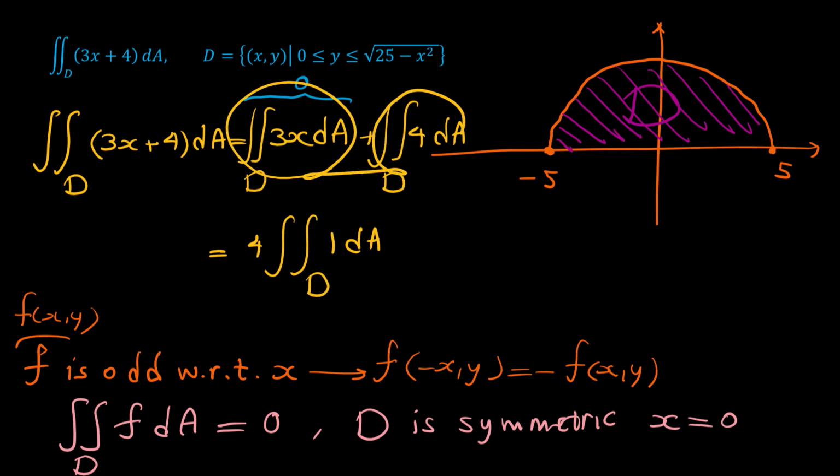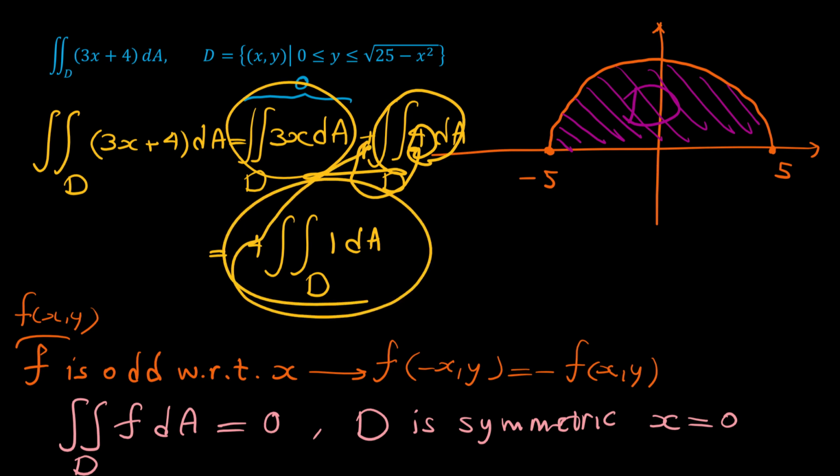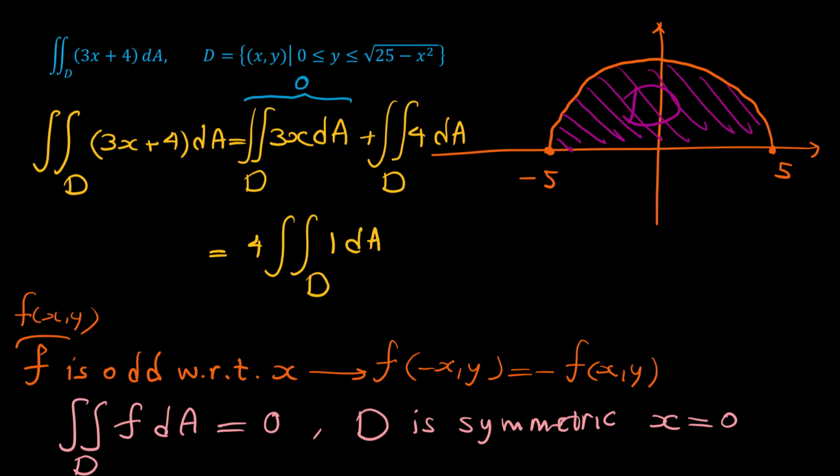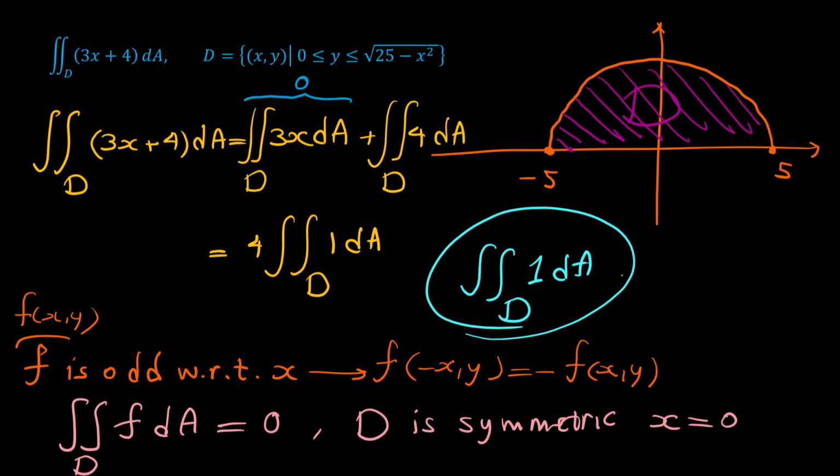This is 0. For this part we move 4 to the outside and we have this. Now the thing that you need to know here is that whenever we are finding the double integral like this of function 1, the double integral of 1 shows the area of the region. So again, let me repeat this. Whenever we are finding double integral of function 1 dA over any region, it doesn't matter what the region is, this would give you at the end the area of that region.